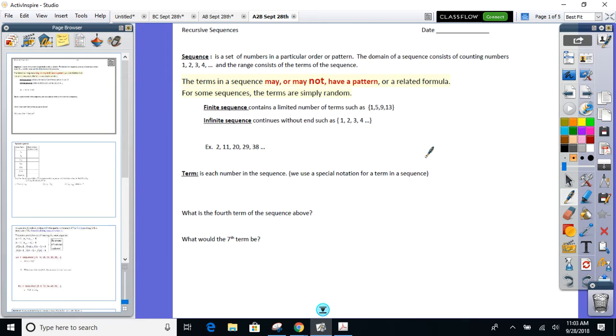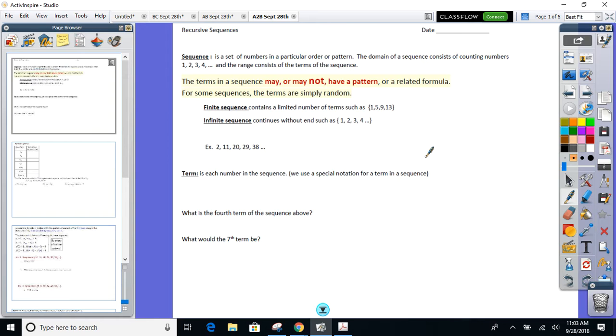Take a look at my first sequence. 2, 11, 20, 29, 38, and so on and so on. What's the first term in that sequence? 2. What's the second term? 11. I'm glad you can identify it. I now need you to write it appropriately.